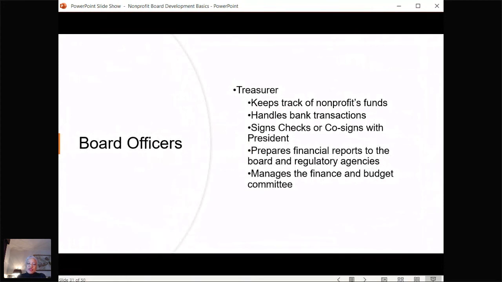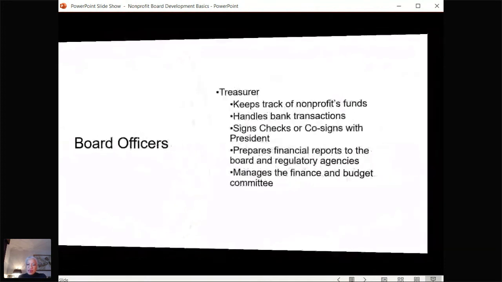And the treasurer, they keep track of the nonprofit's funds, they handle bank transactions, they sign checks, or they co-sign with the president. You should always have two signers. And usually the signers are the president and the treasurer. Sometimes it's the executive director and the treasurer, sometimes it's the secretary and the treasurer, but regardless of who the signers are. They prepare financial reports and they manage the finance and budget committee.